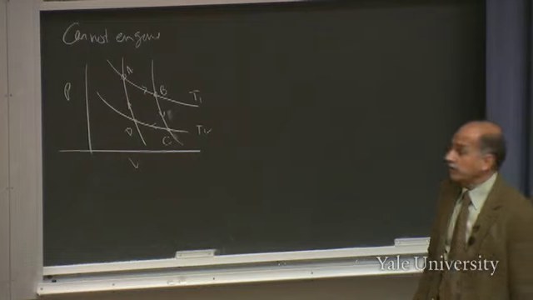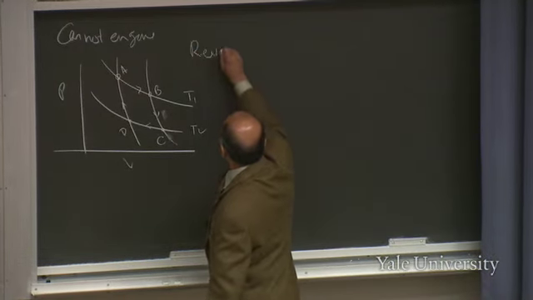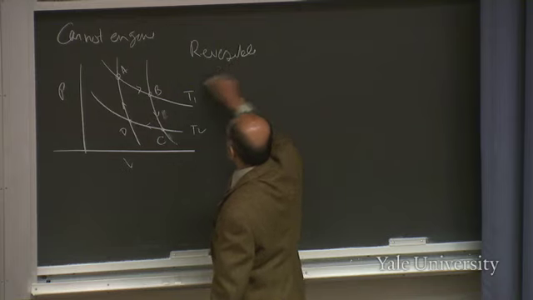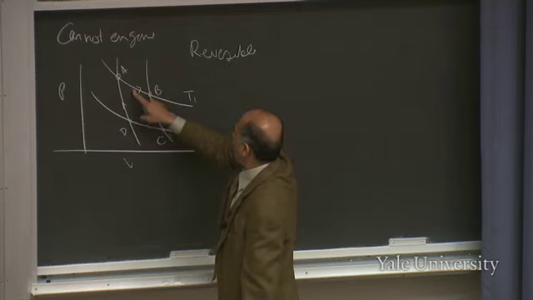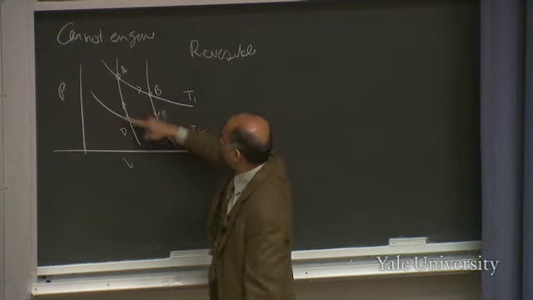That's the Carnot cycle, and the important part of the Carnot cycle is that it's reversible. It's reversible because at every stage, when you took a grain of sand out, you can put it back and you can run it backwards. So it can also run backwards.